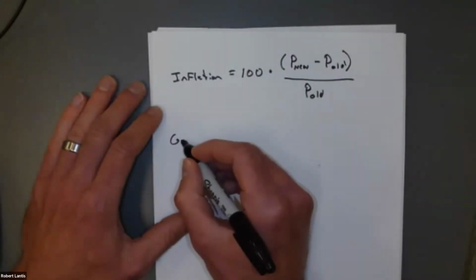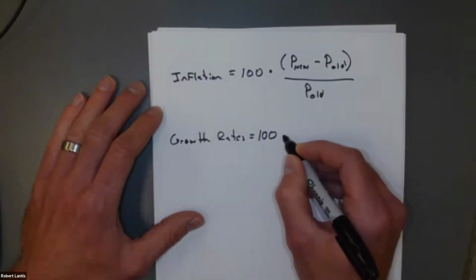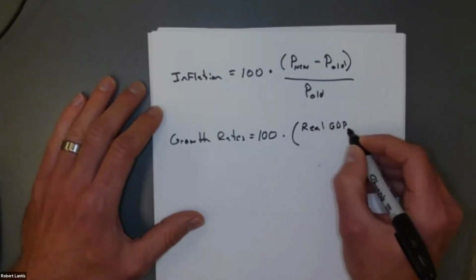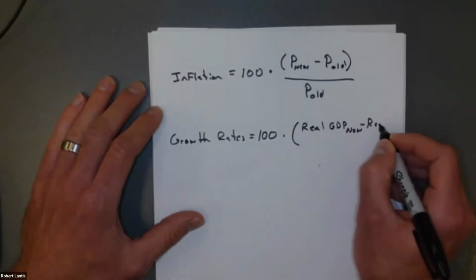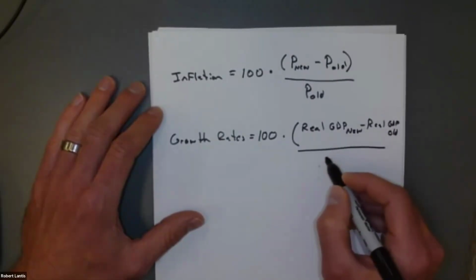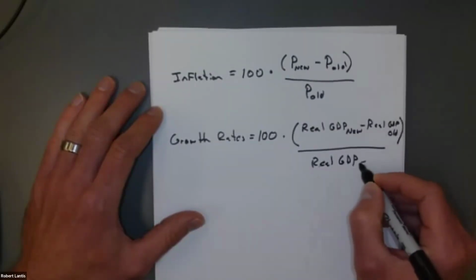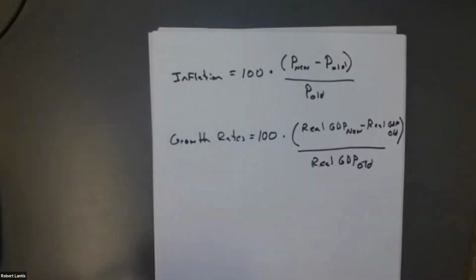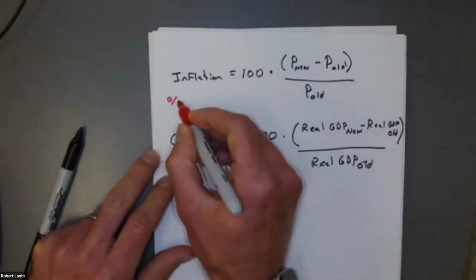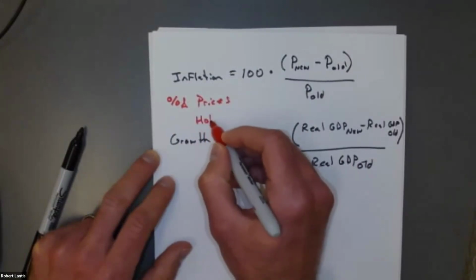Well, notice when we're calculating growth rates, it looks very similar, but instead of prices, we're actually using real GDP from the new time period minus real GDP in the old time period, and then dividing that by wherever real GDP started out, or real GDP in my old time period. So very similar equations. However, inflation was measuring a percentage change in prices, but what did we hold constant?